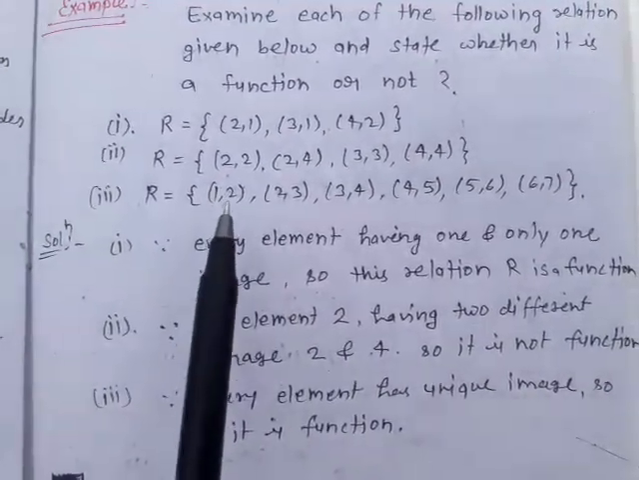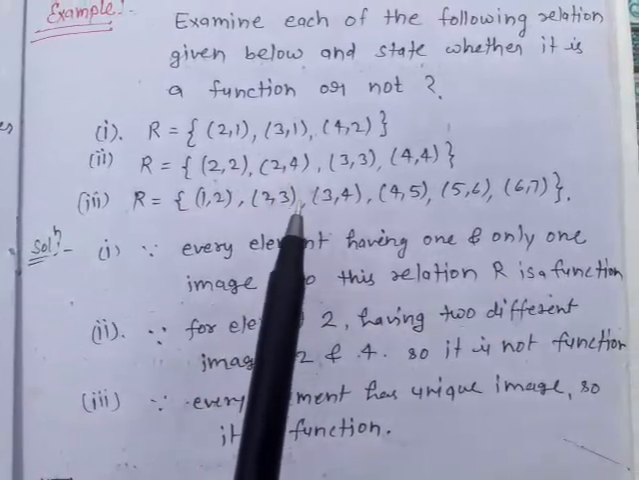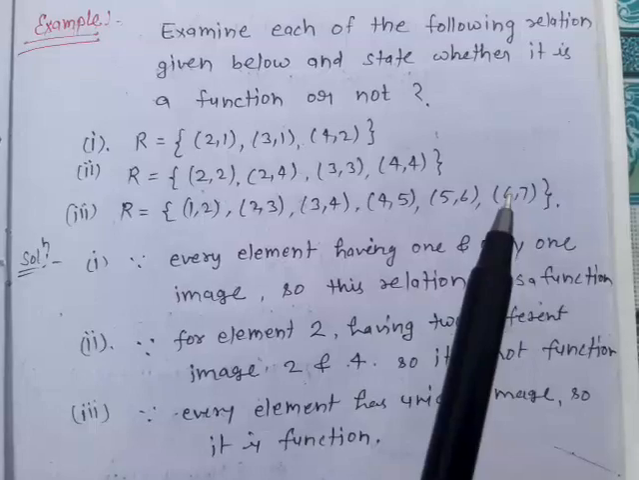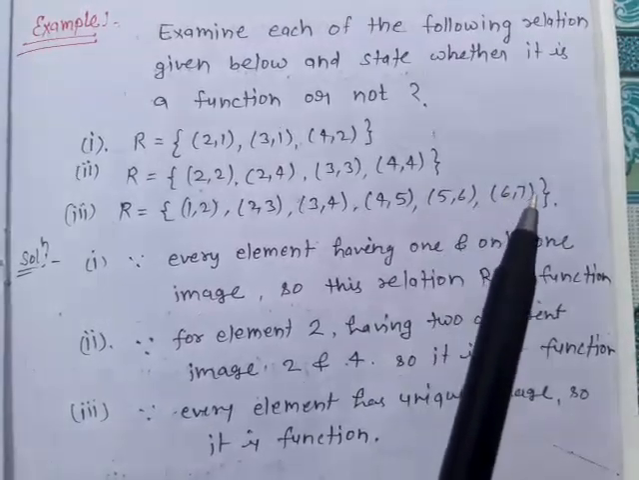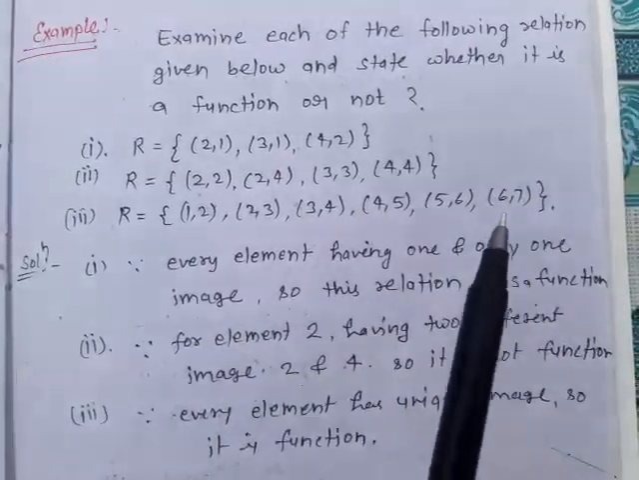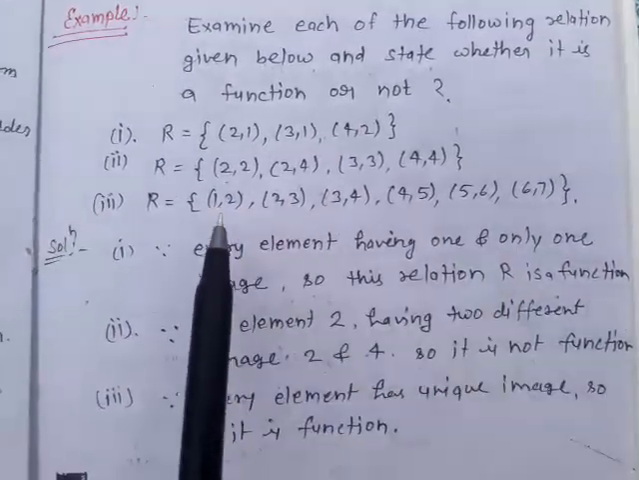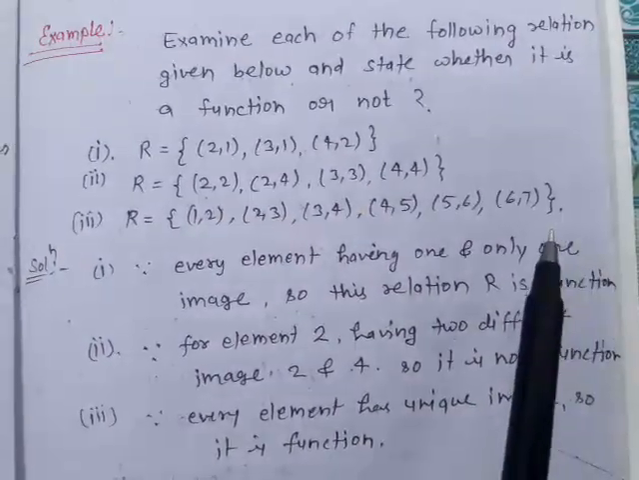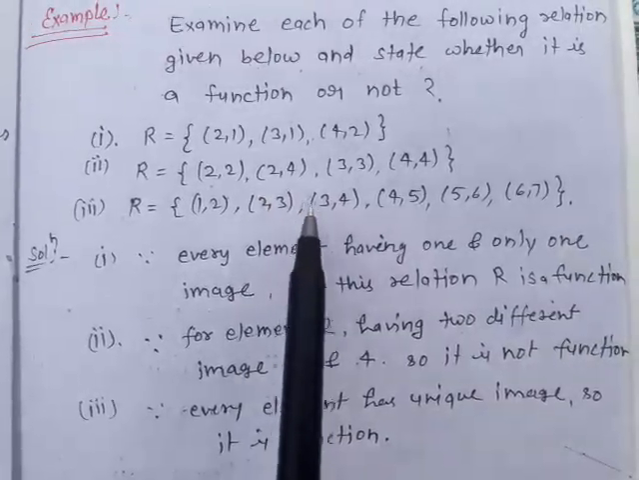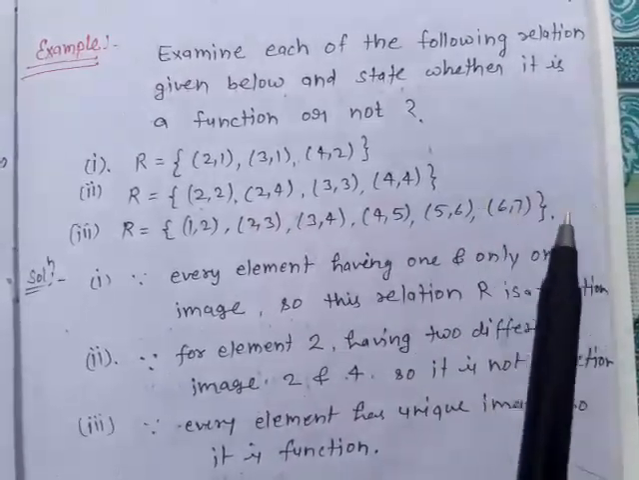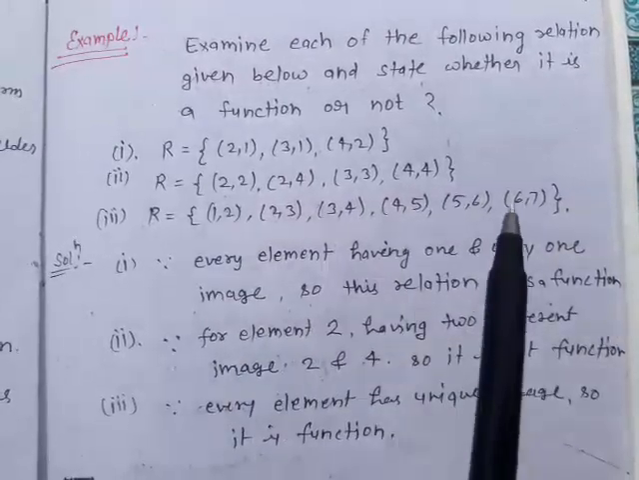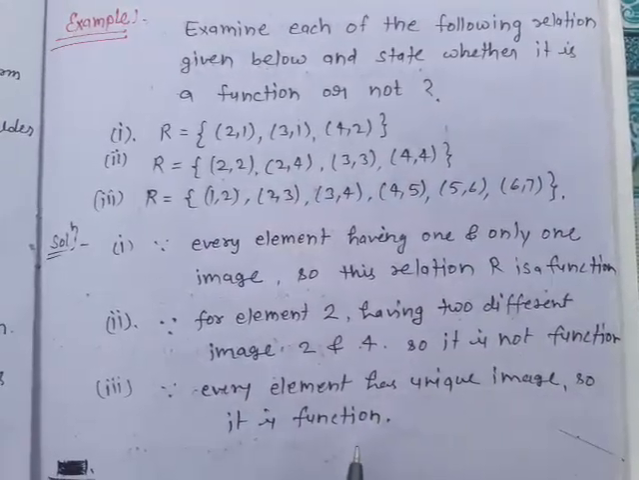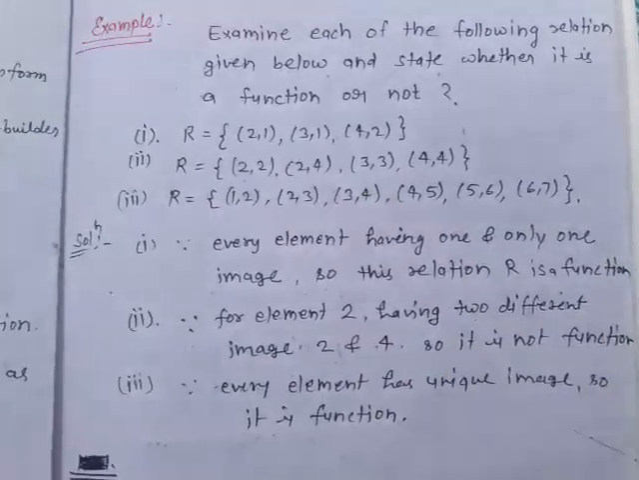Now the third one is: 1 goes to 2, 2 goes to 3, 3 goes to 4, 4 goes to 5, 5 goes to 7 and 5 goes to 6, 6 goes to 7. There are 6 elements in this relation and the image of 1 is 2 and no other image of 1 is found. The image of 2 is 3 and no other image of 2 is found. Similarly, there are unique images. Every element has a unique image, so it is a function.